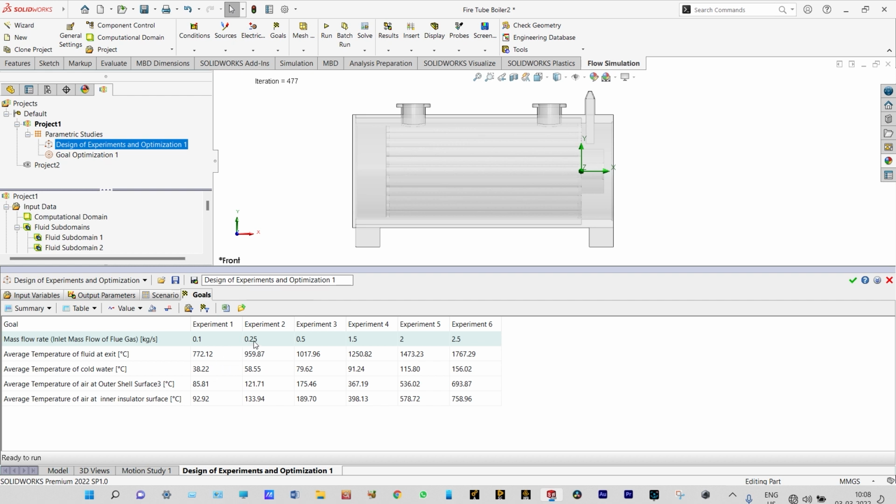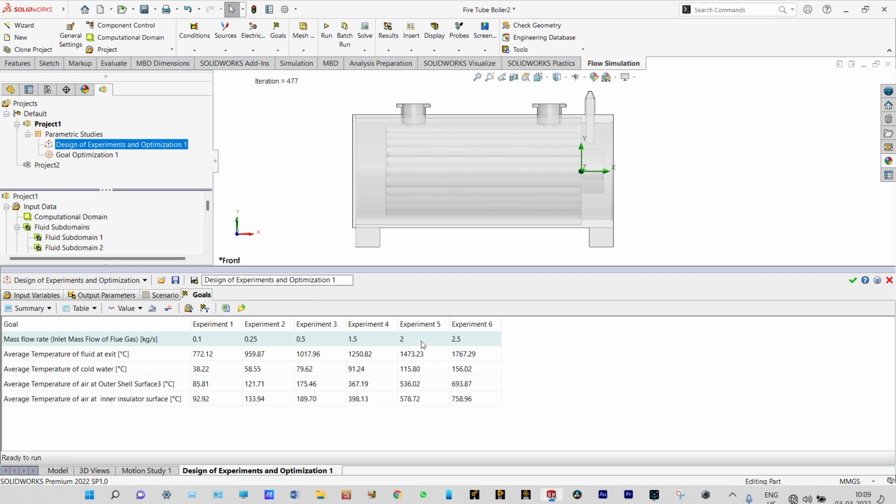And if we are increasing the mass flow rate from 0.1 to 0.25 kg per second, in that case, you can see there is a huge increase in temperature of cold water. It has come up in the range of 58.55 degrees centigrade. When mass flow rate of flue gas is 0.5 kg per second, temperature of cold water exit is 79.62 degrees centigrade. And when mass flow rate of hot flue gas is 1.5 kg per second, temperature of cold water at the exit is 91.24 degrees centigrade.